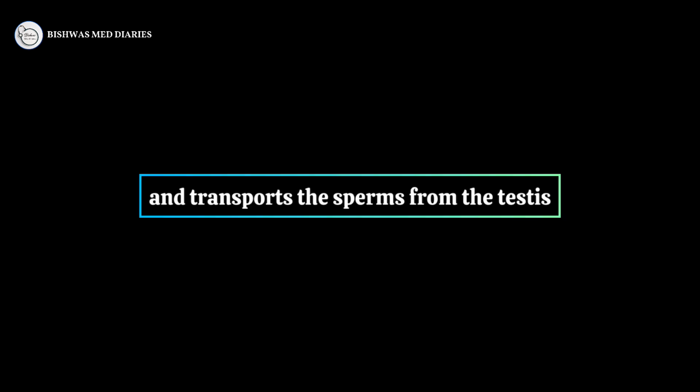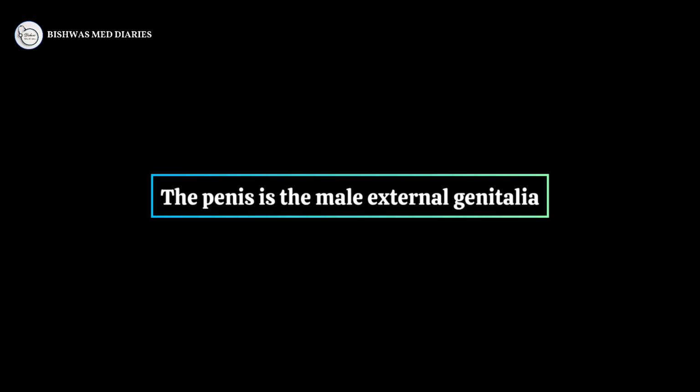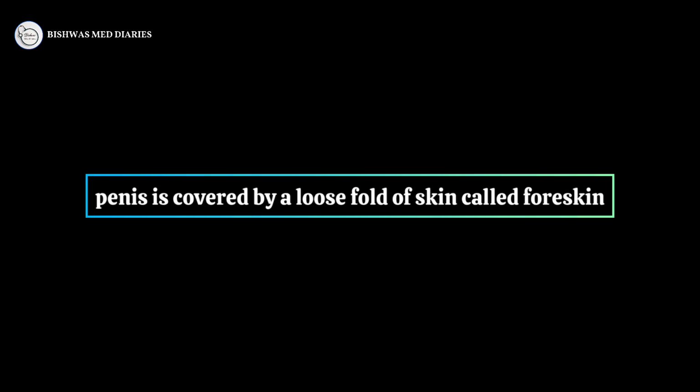This duct stores and transports the sperms from the testis to the outside through urethra. The urethra originates from the urinary bladder and extends through the penis to its external opening called urethral meatus. The penis is the male external genitalia. It is made up of special tissue that helps in erection of the penis to facilitate insemination. The enlarged end of penis, called the glans penis, is covered by a loose fold of skin called foreskin.